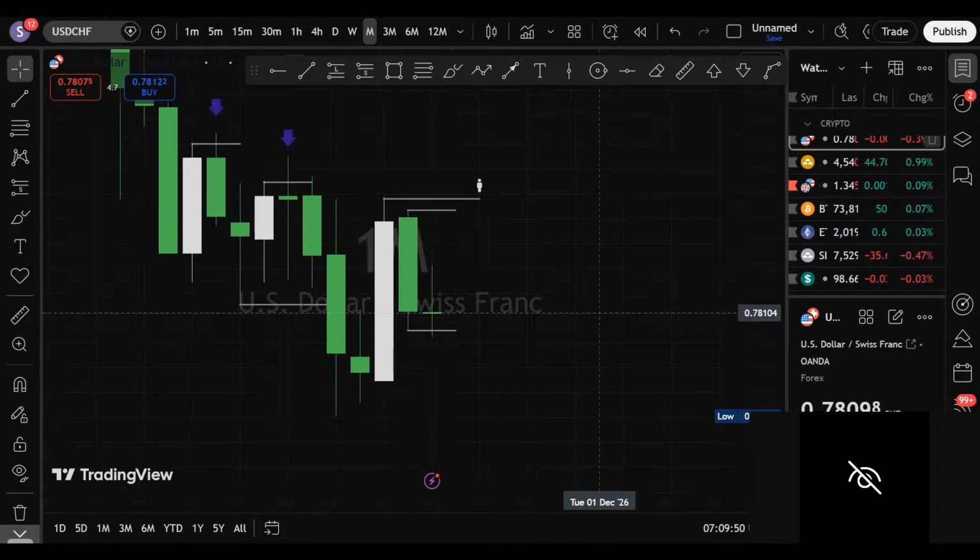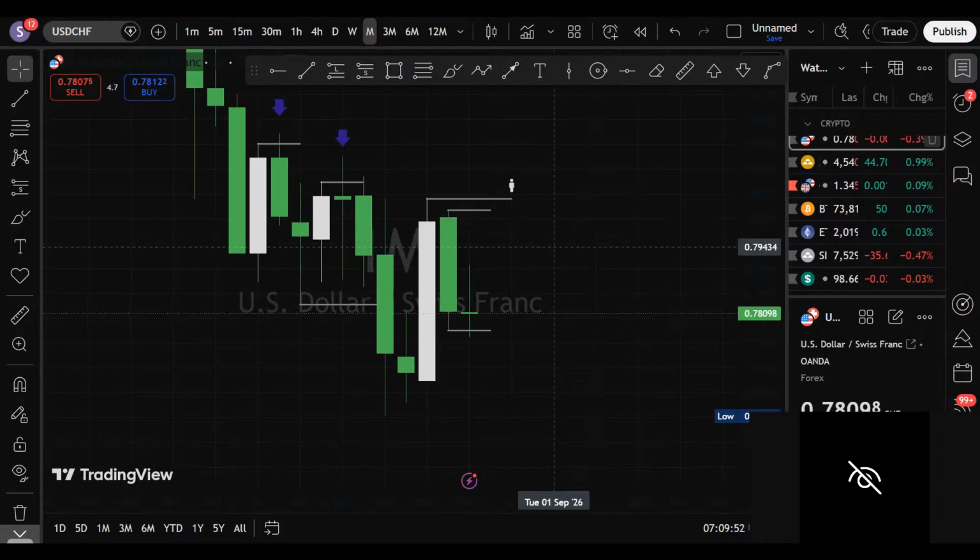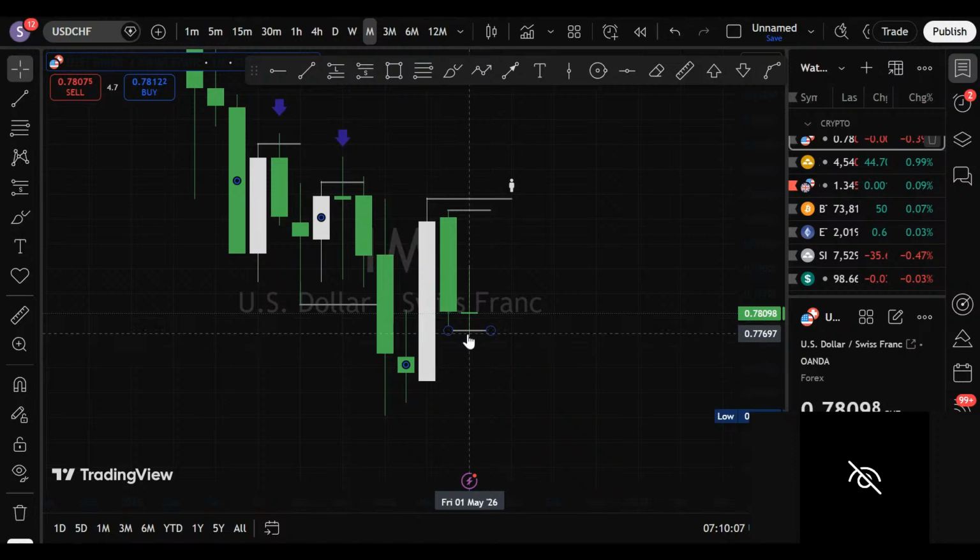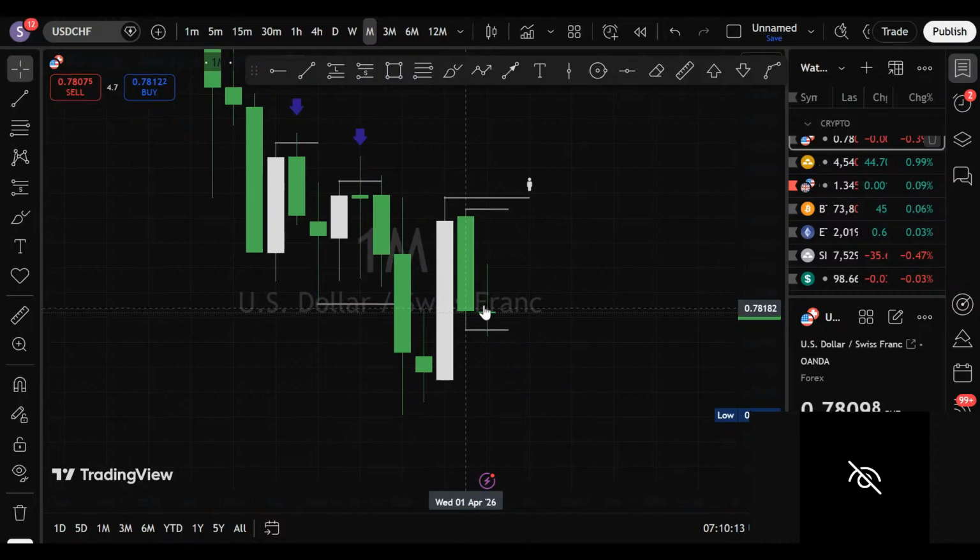So now I'll scale down to the weekly time frame to see price action on the 1 week time frame. But first, on the 1 month time frame, we are already seeing a sign of reversal. This indecision candlestick is already a sign of reversal. We have a sweep of liquidity on the low and a close within the range. So that's already a sign of reversal.